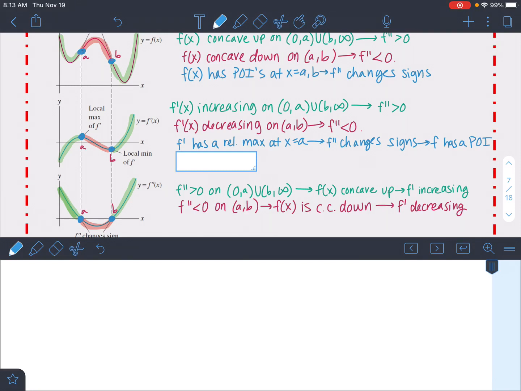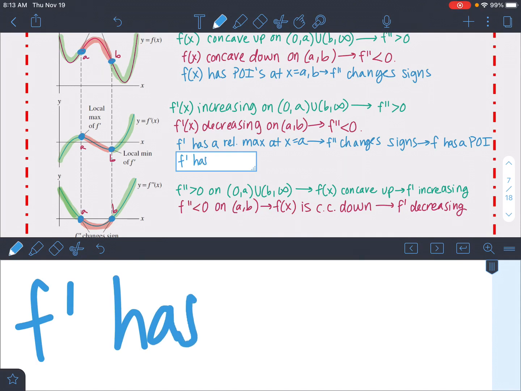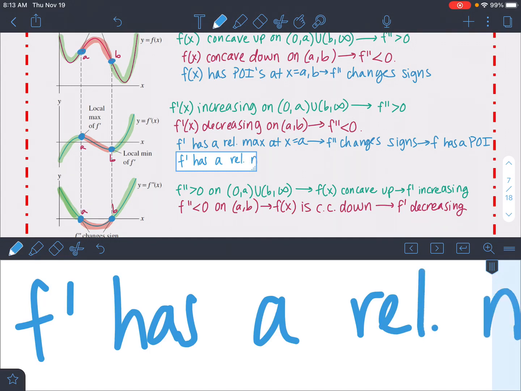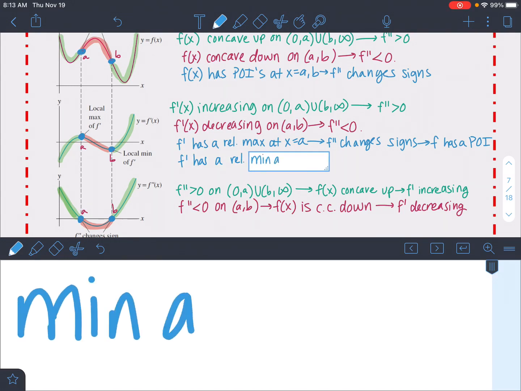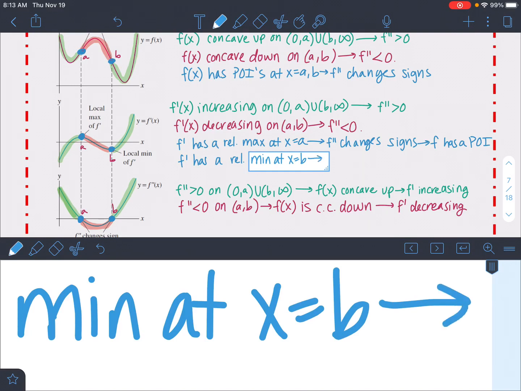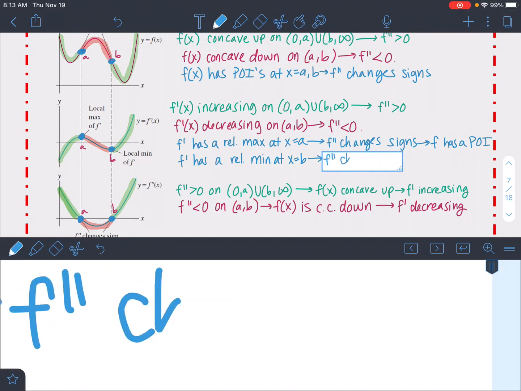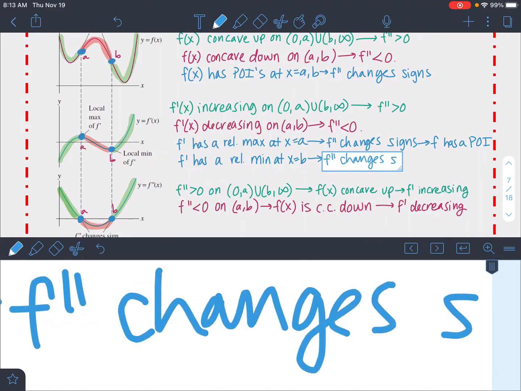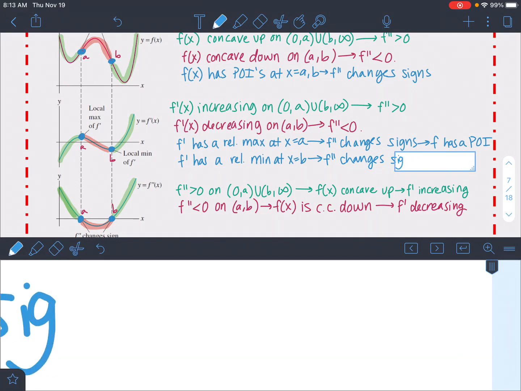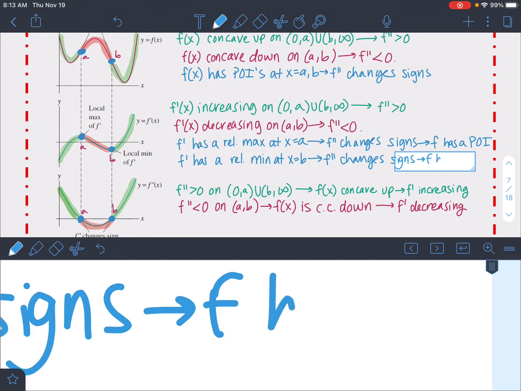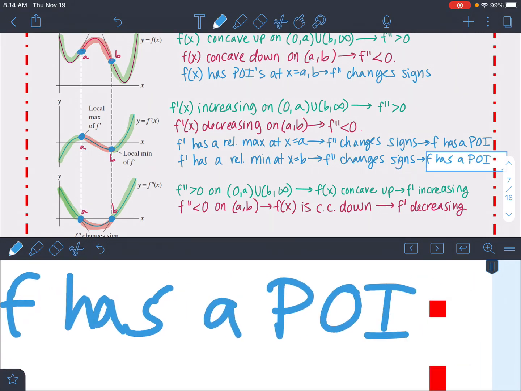All right, very similar sentence. How about B? What's happening at B? We have a local min, or a relative min. F prime has, again, it's not on the original graph. This is on f prime. So f prime has a relative min at x equals b, which tells us that f double prime changes signs. It goes from negative to positive, which gives us that f has a POI there, sorry, point of inflection.